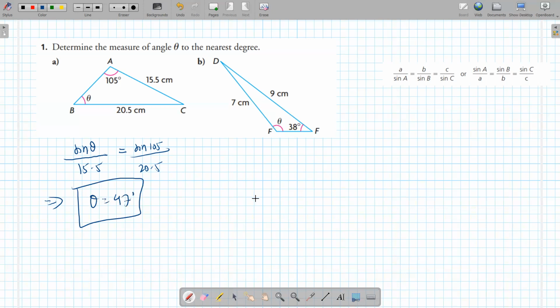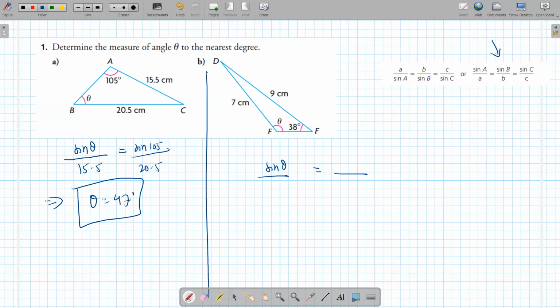Help me set up for B. It's going to be something over something equals something over something. Again, the angle is missing. This is the formula to use. I'll give you one of the numerators. It's going to be sine theta. Sine theta over what? It's always going to be the side that it's opposite to. What is opposite to theta? We're done with that. I'm looking at B.